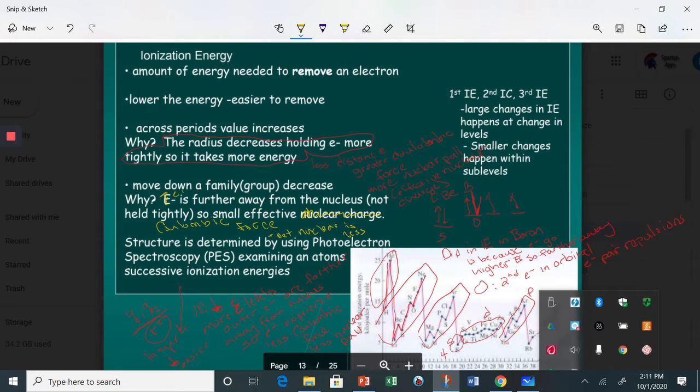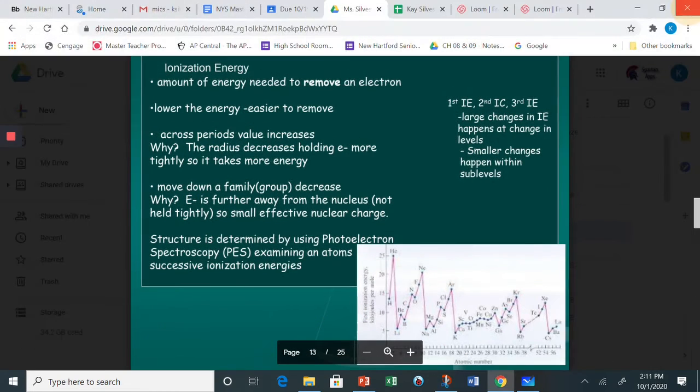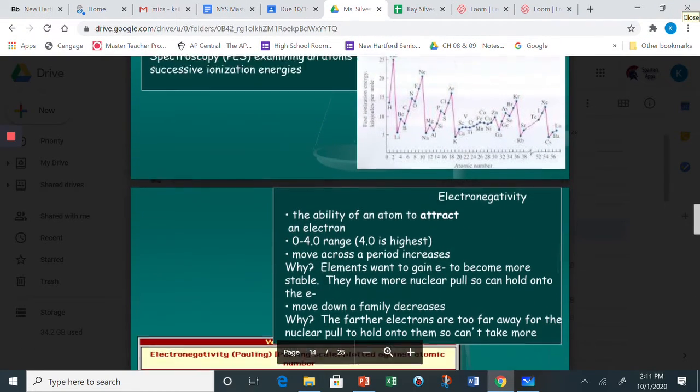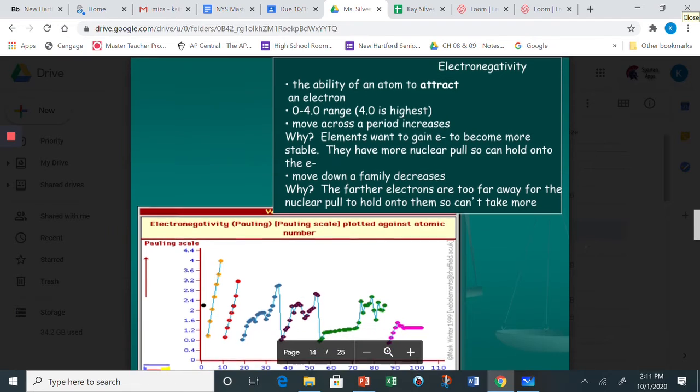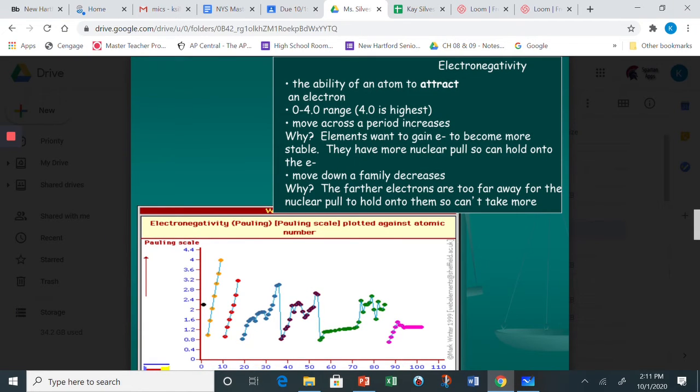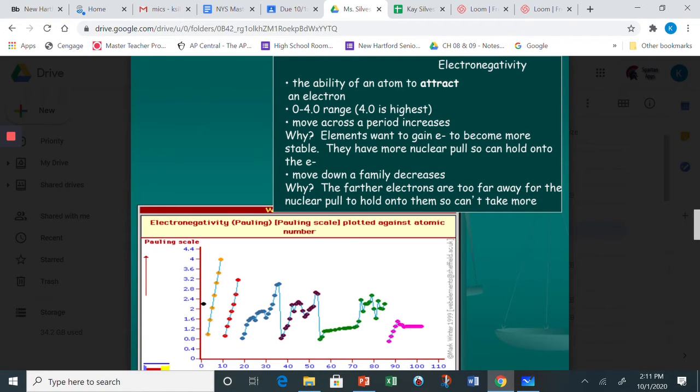Okay. I'm going to erase everything on here, and we're going to go on to the next slide. It's kind of weird because in order for me to really write nicely, I got to take the whole screen and put it into a screen snip so I can write all over it. Okay, so now we're going to discuss electronegativity.